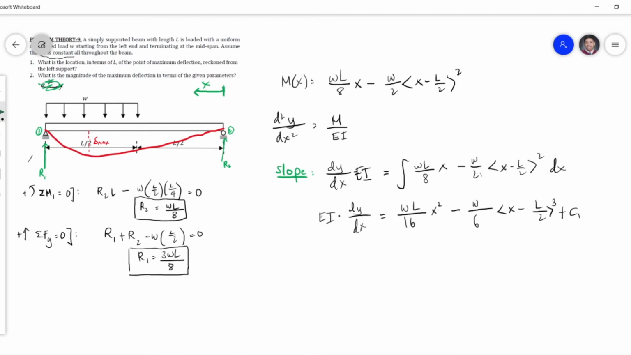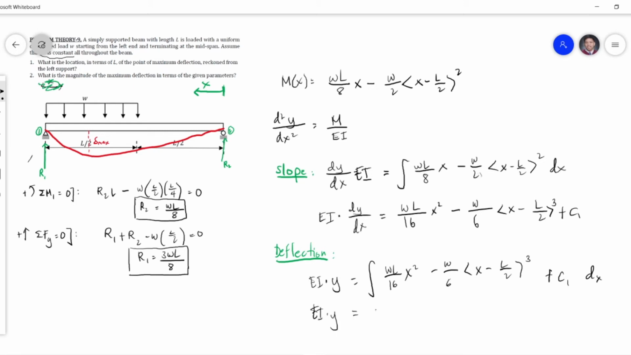So, tuloy lang natin. This time, punta naman tayo sa deflection. For the deflection natin, integrate natin a second time. So, we have y times EI equals integral nitong buo. So, integral of omega L over 16 x squared minus omega over 6 x minus L over 2 cubed plus C1 dx. So, that's just EIy is omega L over 48 x cubed minus omega over 24 x minus L over 2 quantity to the fourth plus C1 x plus C2.